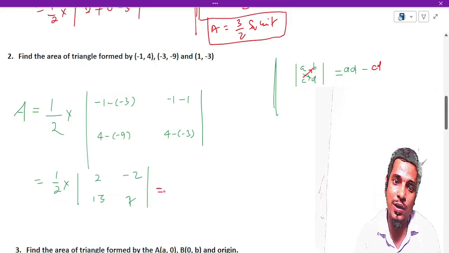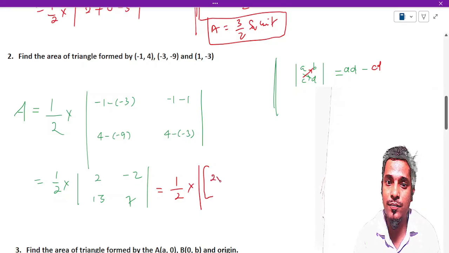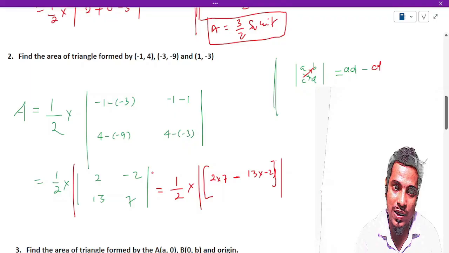So if you see over here, this is nothing but 1 by 2 times of, you just have to simplify this expression. It might come negative, so we have to just take the absolute value of that. So 2 into 7, minus minus of 13 into minus 2. We have to take the absolute value of this determinant.